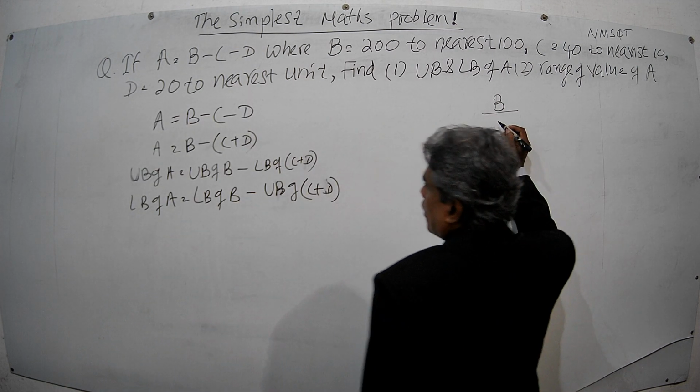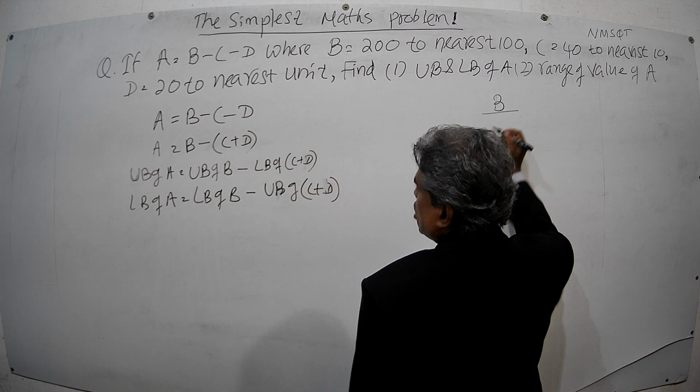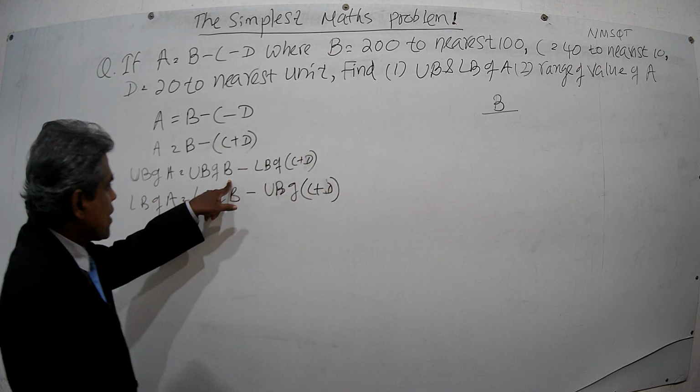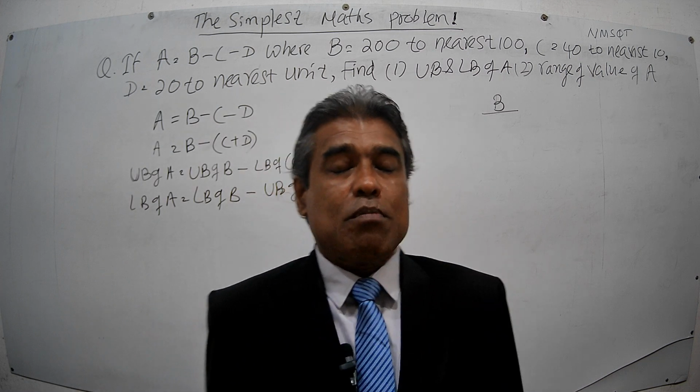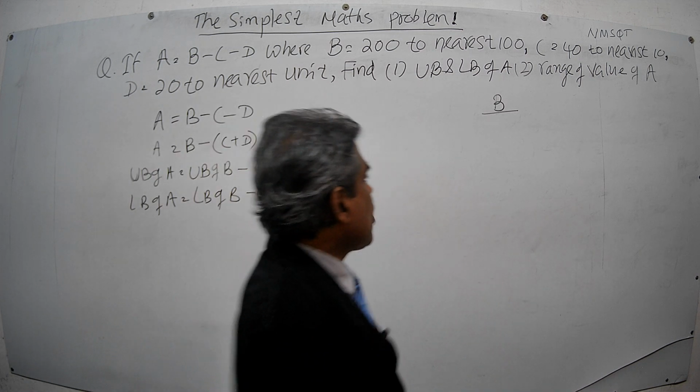Now the upper bound of B is the upper bound of a single corrected value. Then we know the formula for the upper bound of a single corrected value: upper bound equals corrected value plus degree of accuracy over 2. It's right here.